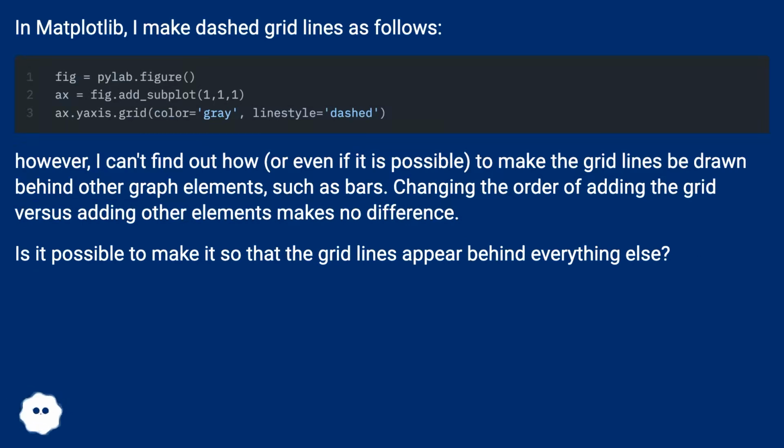However, I can't find out how, or even if it is possible, to make the grid lines be drawn behind other graph elements, such as bars. Changing the order of adding the grid versus adding other elements makes no difference. Is it possible to make it so that the grid lines appear behind everything else?